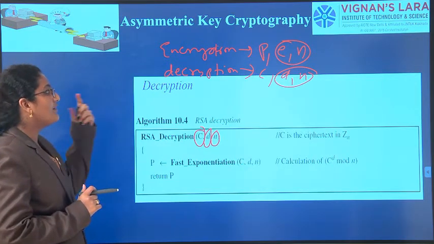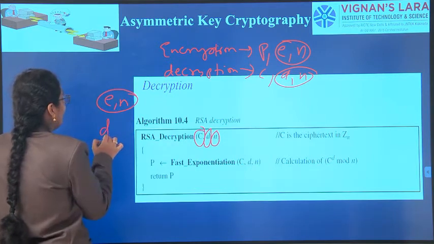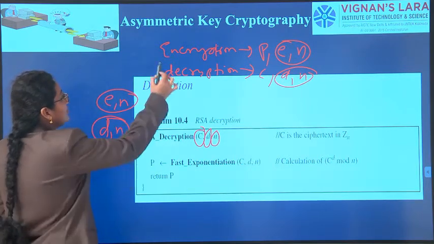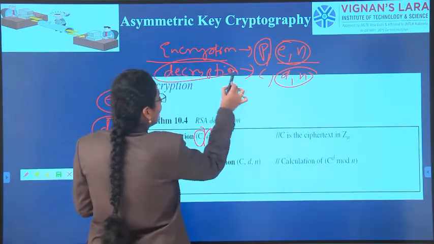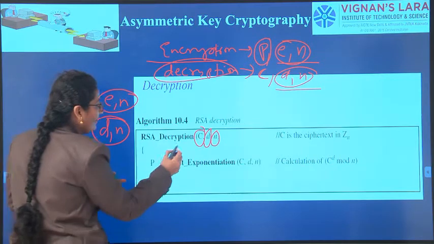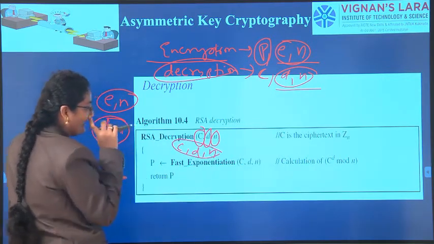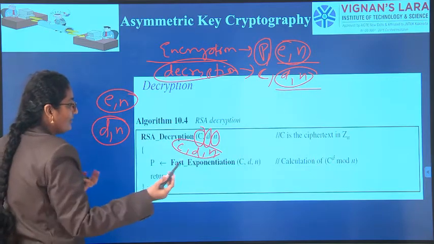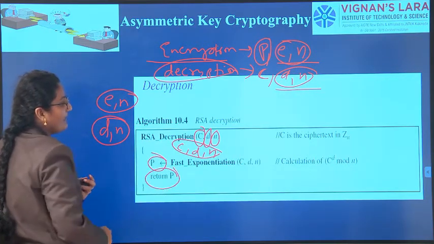So as I told you before, what is the public key? E comma N is the public key. D comma N is the private key. So for encryption we need plain text and public key. For decryption we need ciphertext and private key. So what is happening here? We want C value, D value, N value. This we already calculated in key generation. By having those values we can calculate the P and we can return P as the output.